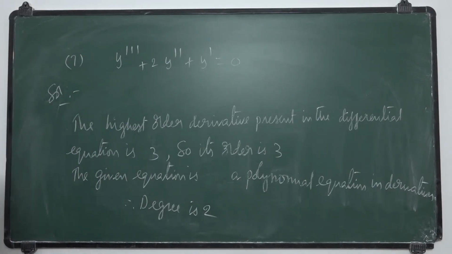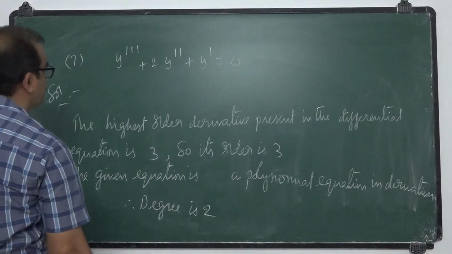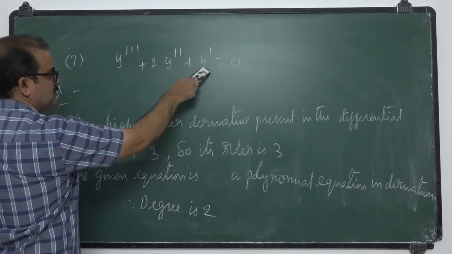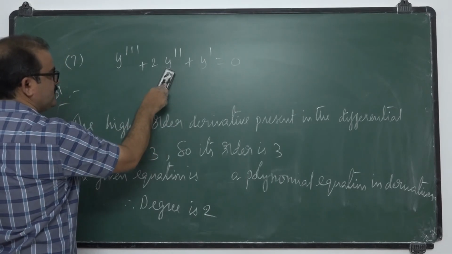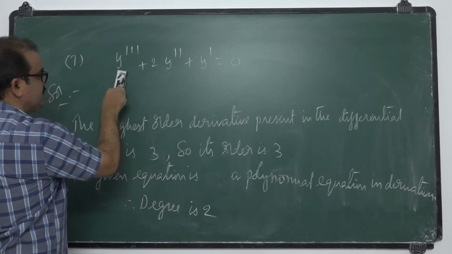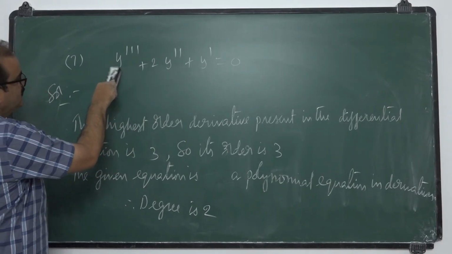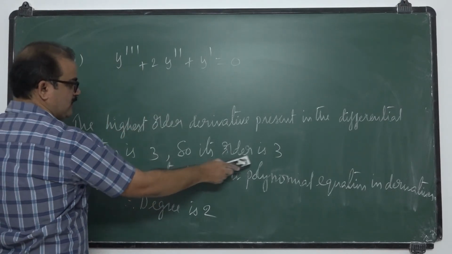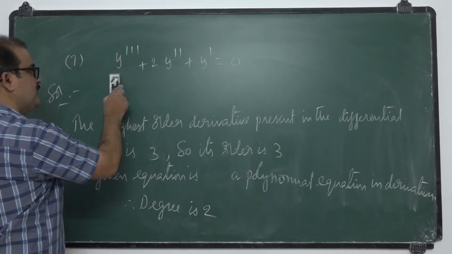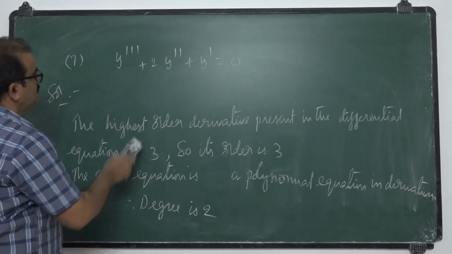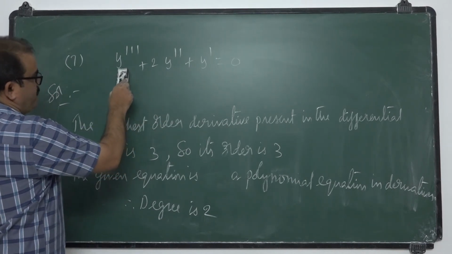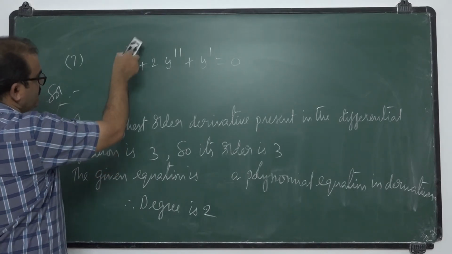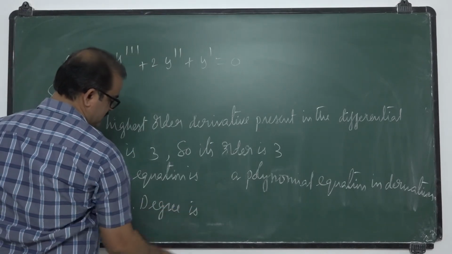Find order and degree. Here y dash is the first derivative of y. This is the second derivative of y. This is the third derivative of y. So the highest derivative is 3. Here also the order is 3. And it is a polynomial equation. What is the power of the highest derivative? The highest derivative is 3. Its power is 1. So degree is 1.